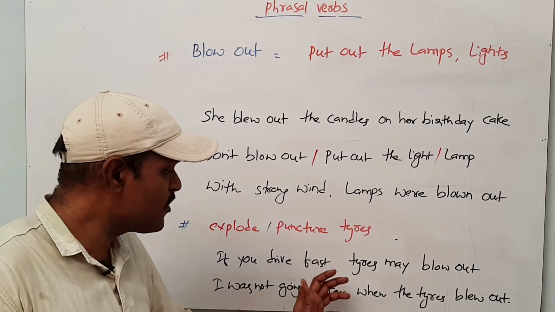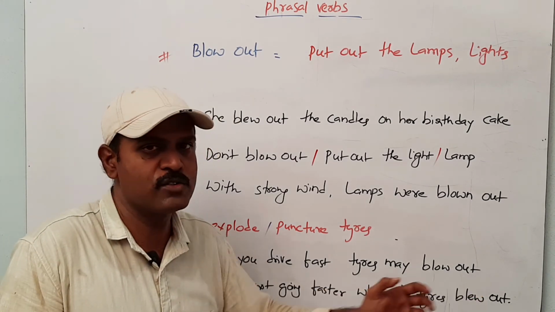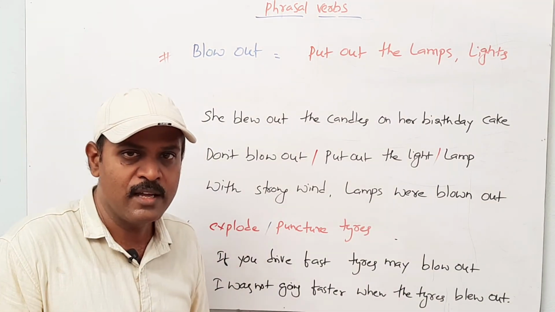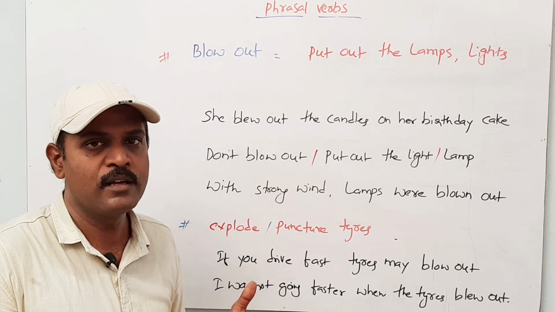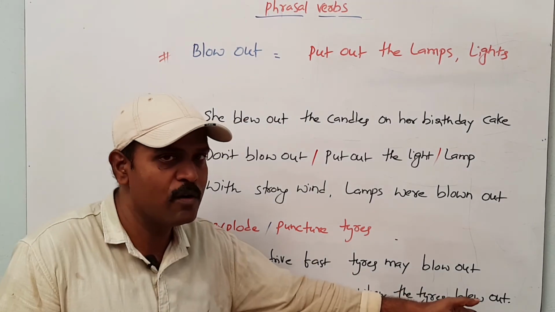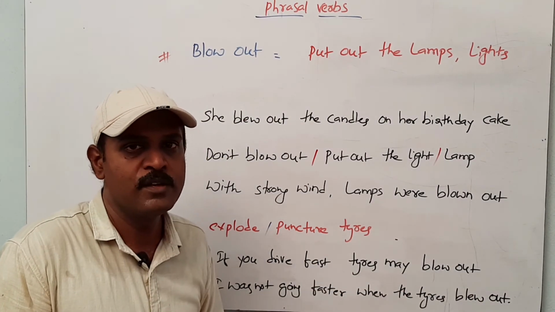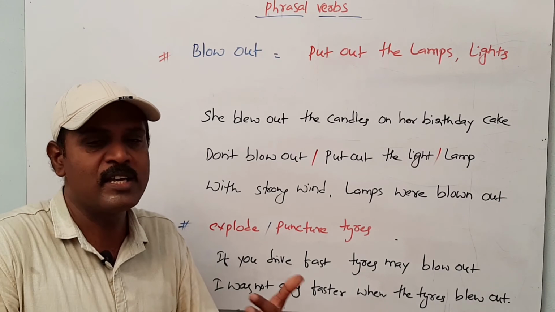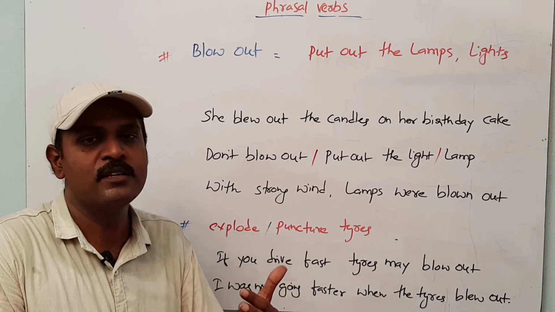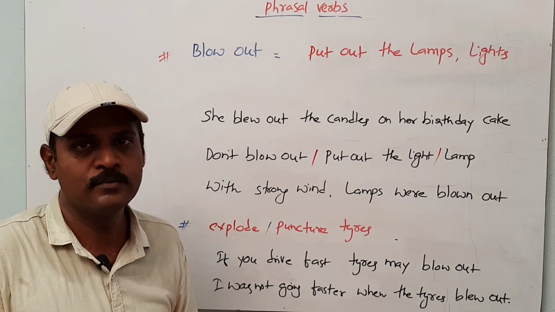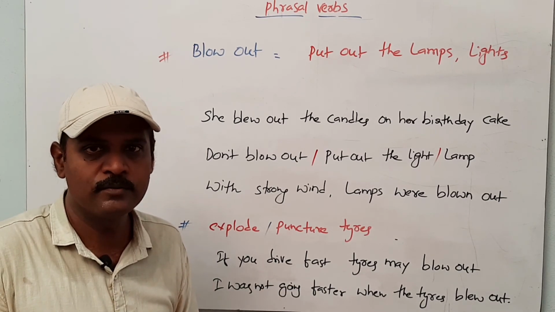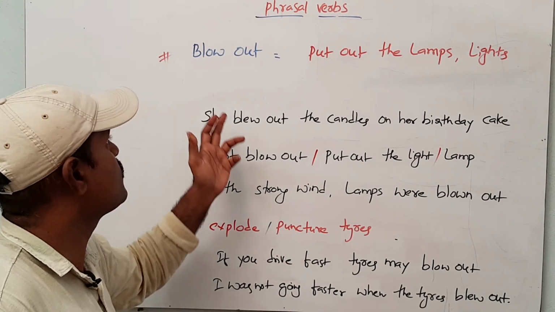Next one. I was not going faster when the tires blew out. Fortunately, I was not going faster at the time the tires blew out. It is simple past tense. If I had gone faster, certainly some kind of accident would have taken place. Okay. So in this way, we use blow out.